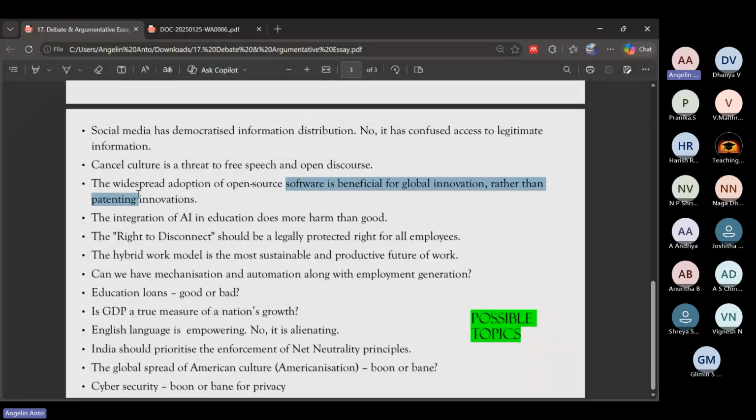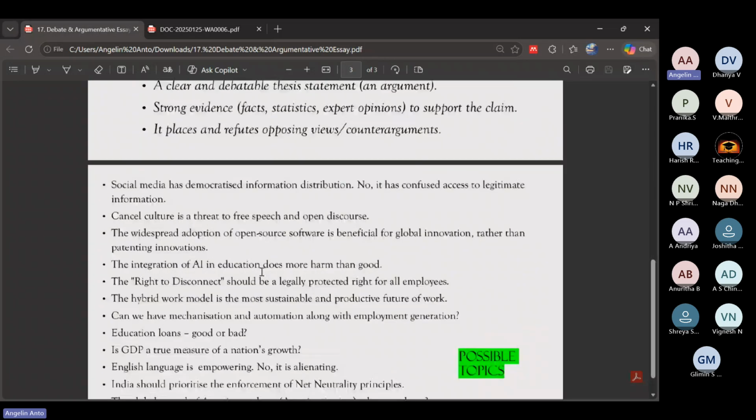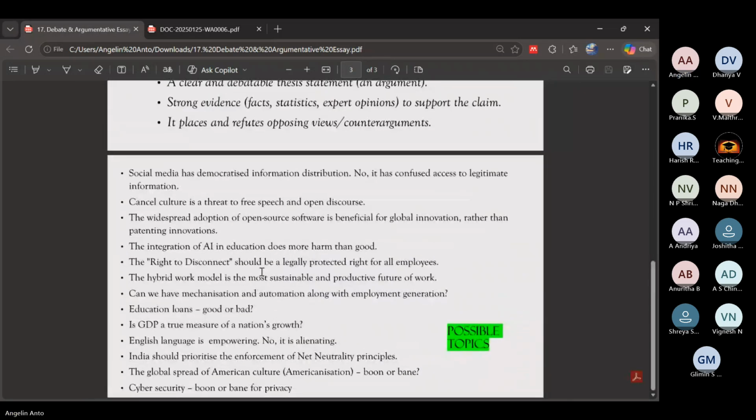Widespread adoption of open source software is also very general. But yeah, you guys can follow this for maybe some topics. Maybe you can prepare a couple of points if you feel that you're not confident with it.